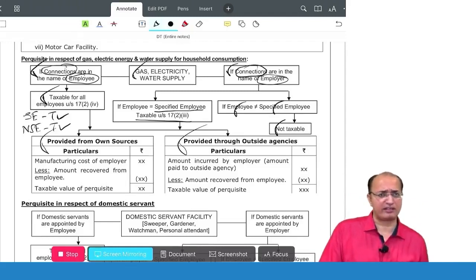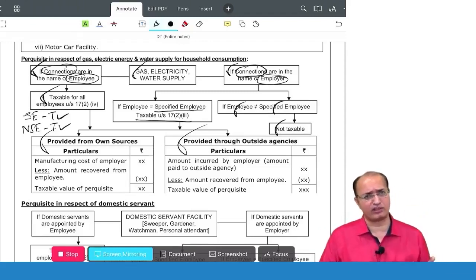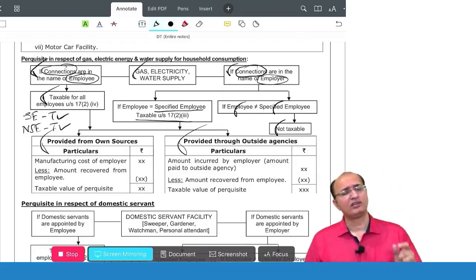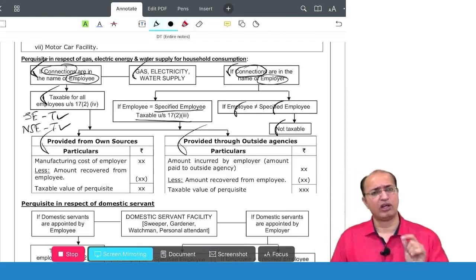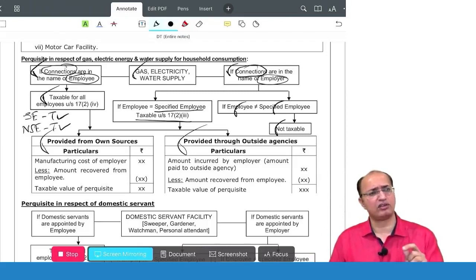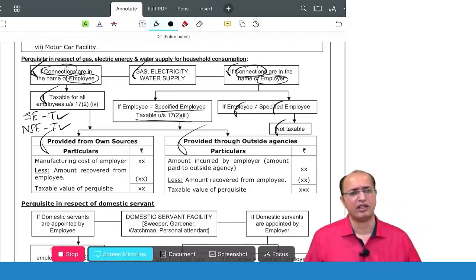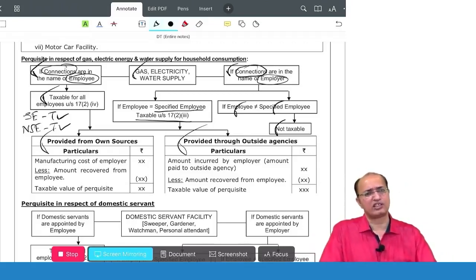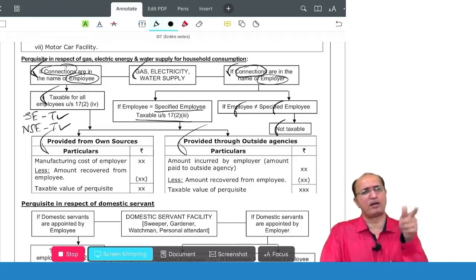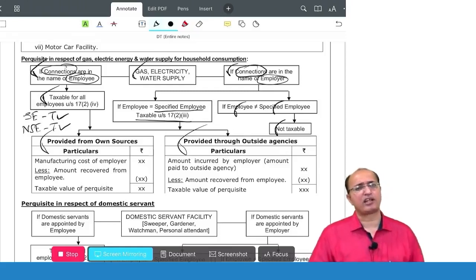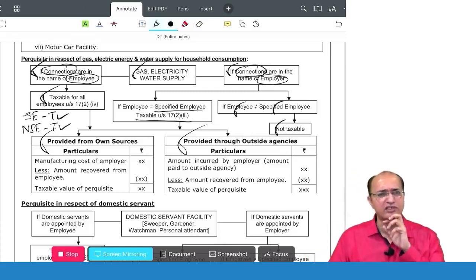In that, you are having an electricity connection, you are consuming electricity, you are using electricity for your personal purposes. Throughout the month, you have used, say for example, 1000 units of electricity. Now the question is, this perquisite should be valued at what price? 1000 units multiplied by price per unit. But that price per unit should be taken at which price?